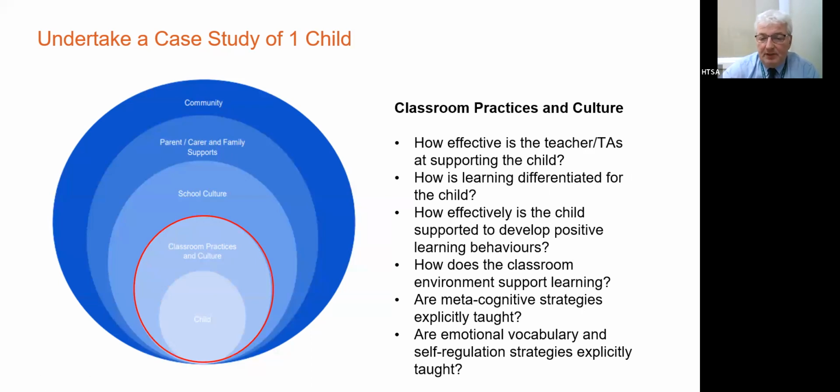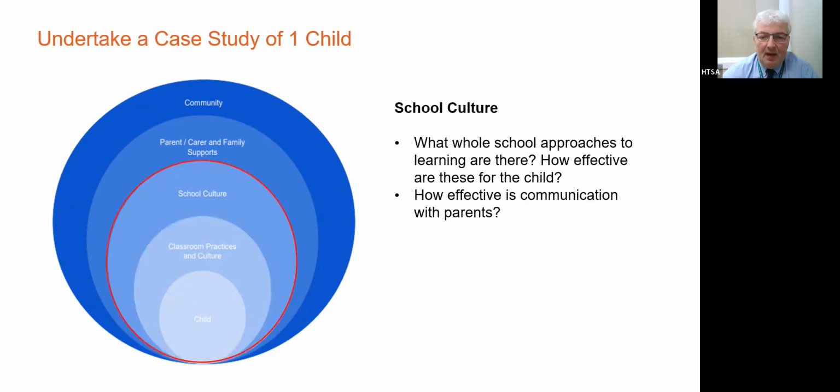Thinking about the classroom practices and culture, what works, what do you know about how the child is supported in the classroom, and then the bottom two about metacognition and emotional vocabulary. These are strategies that we know from the EEF and the Research School Network are important things that you may well be doing already with the child, but they may be things that you need to think about in terms of future practice and future changes.